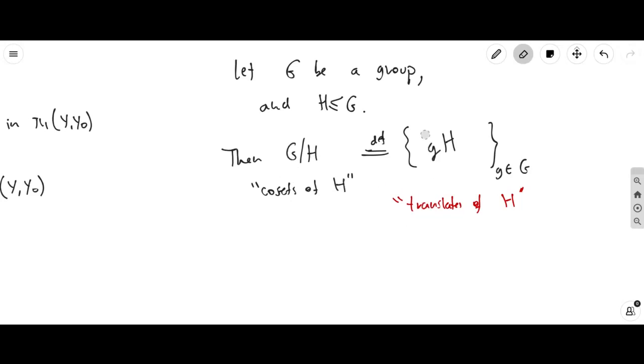And of course, it could happen that maybe you have two different elements of G that give you the same translate. So for instance, it could happen that gH is equal to g prime H. Just because you have distinct elements of G does not mean that these translates are distinct. But that's what we call the cosets.